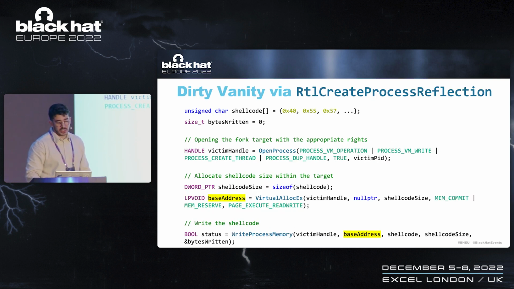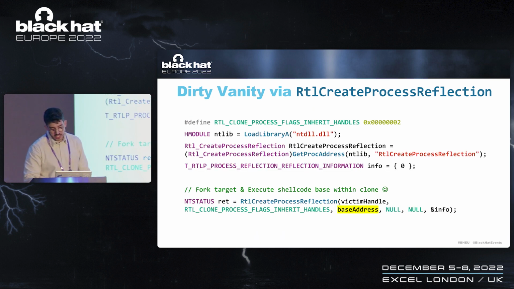So let's look at a POC of Dirty Vanity via RtlCreateProcessReflection. In it, we have a shellcode here, normal shellcode, and we're going to open a target handle, let's say Explorer, and then allocate our space on it and write to it at the base address that we got from VirtualAllocEx. For the third step, again, not executing, but forking and executing later, this time with the fork executing the base address, and the fork child will execute our injection, the shellcode that we created.